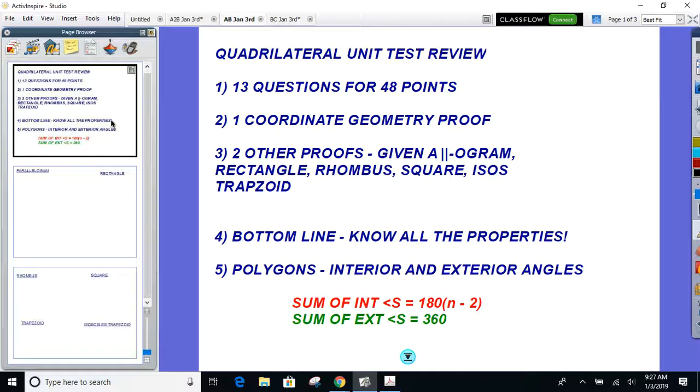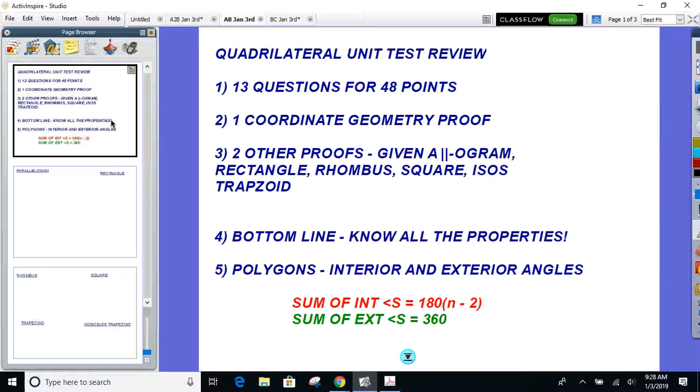All right, let's do this. Great, 48 points, perfect. Here you go, one coordinate proof. I already told you about that. Two other statements and reasons proofs. All right, and I'm going to tell you what they're going to be involved with. Those two other statements, reasons proofs.